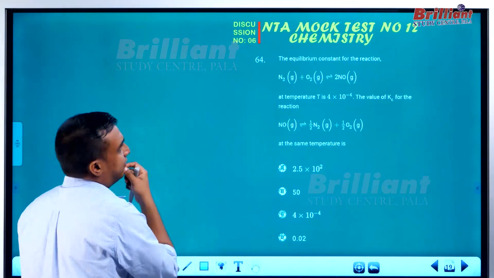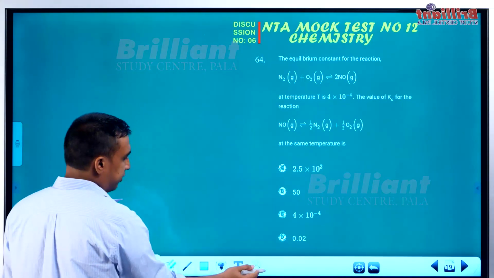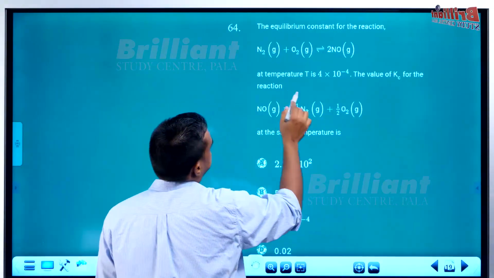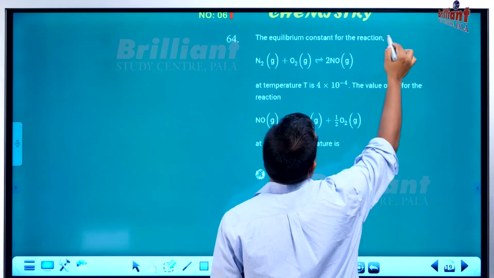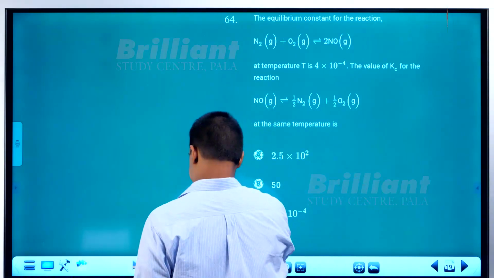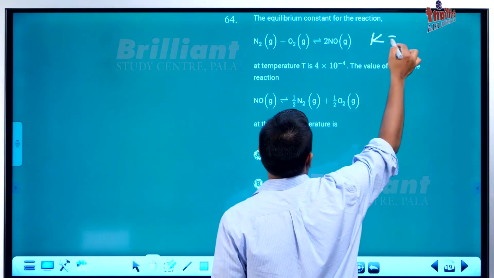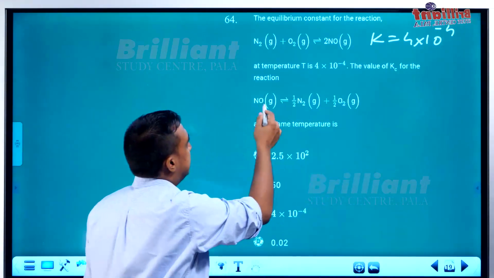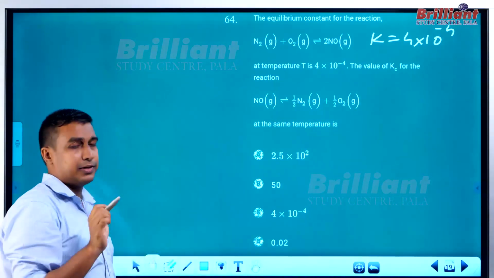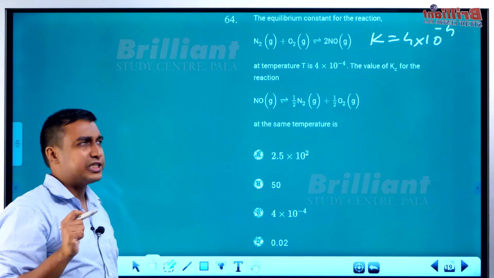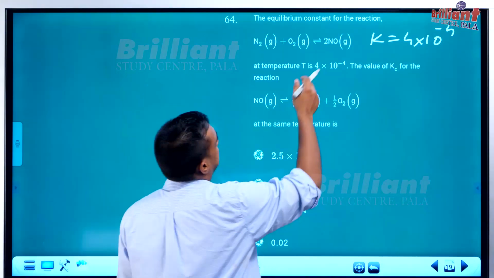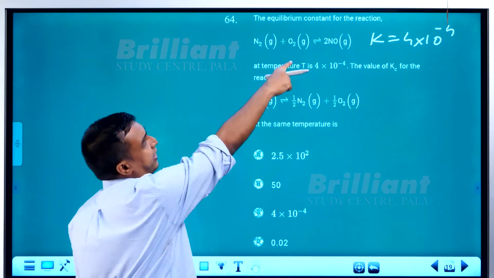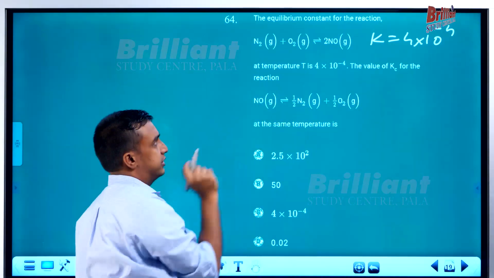Now here they have given you the equilibrium constant for this particular reaction, K is equal to 4 into 10 power minus 4. The value of Kc for the reaction given below at the same temperature. We have to study this in the equilibrium chapter. If you look, this is the reverse of this reaction, plus they have divided with the coefficient 2 to get this.